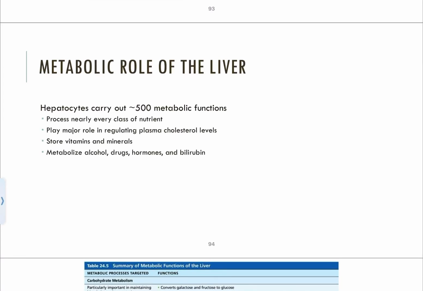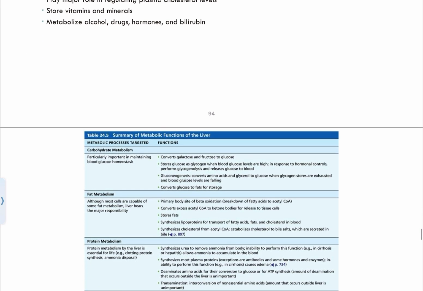So now we're moving on to section 8, where we're going to talk about the role of the liver. Collectively, some of the functions of the liver include metabolism, storage, and detoxification. The liver is actually able to process nearly every class of nutrients that we have, along with playing a huge role in regulating our plasma cholesterol levels. It's also capable of storing vitamins and minerals, and detoxification wise, capable of metabolizing alcohol, drugs, and bilirubin.